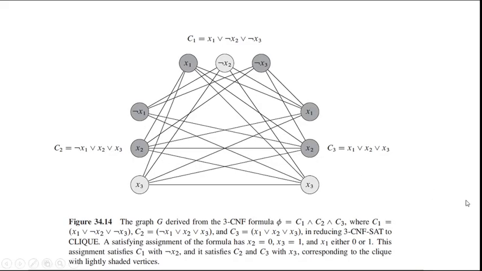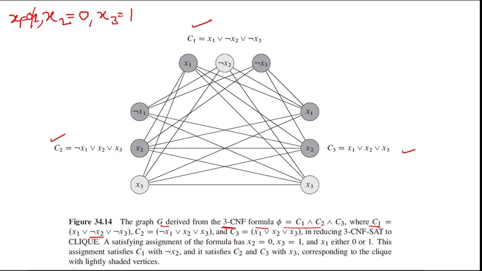now I just have to find the assignments, whether the assignments are supporting or not, then we can say that a clique is formulated. So what does it say? The graph G derived from the 3CNF SAT formula phi, where C1 equals this, this is C1, this is C2, this is C3, three clauses. Satisfying assignment of the formula: x2 equal to 0, x3 equal to 1, and x1 equal to either 0 or 1.